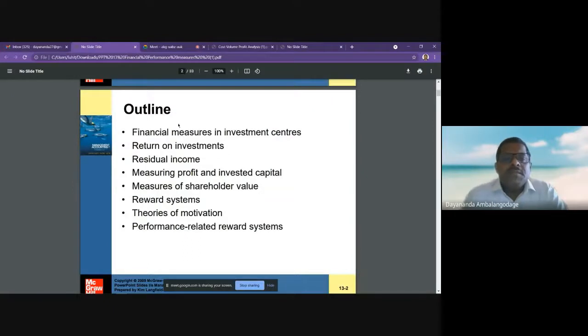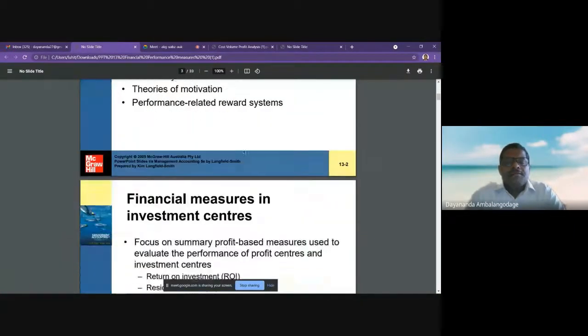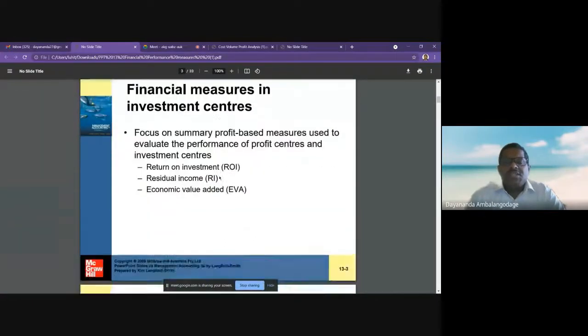So the outline of the lecture: financial measures in investment centers, return on investment, residual income, measuring profit and invested capital, measures of shareholder value, reward systems, theories of motivation, performance related reward systems. These are the areas you are going to discuss under this topic or session. Okay, financial measures in investment centers.